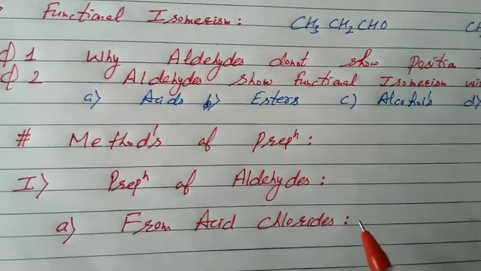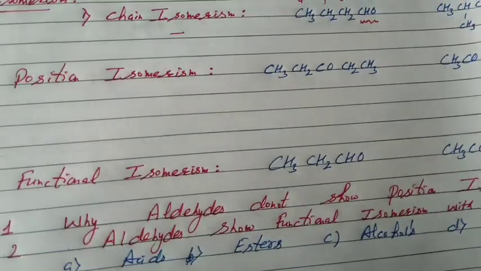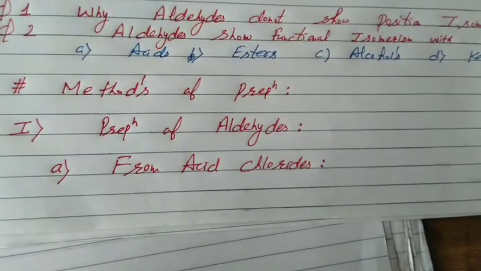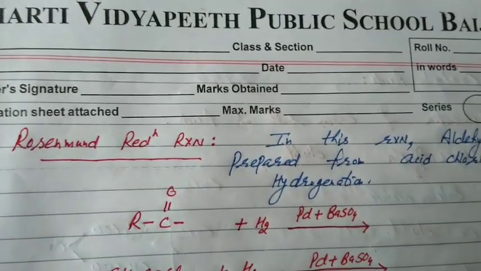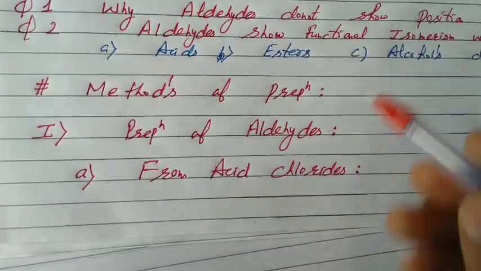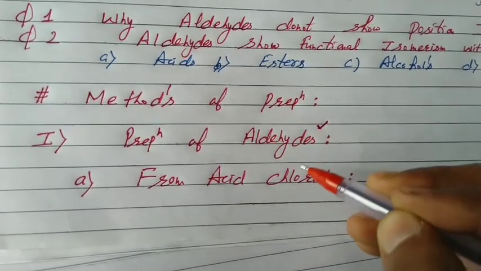aldehydes. First is from acid chlorides. Preparation of aldehydes, and the first one is from acid chlorides. It is a naming reaction. We call it Rosenmund's reduction reaction. We are discussing the preparation of carbonyl compounds. In carbonyl compounds, at first we are doing the preparation of aldehydes only. Number 1, from acid chlorides.